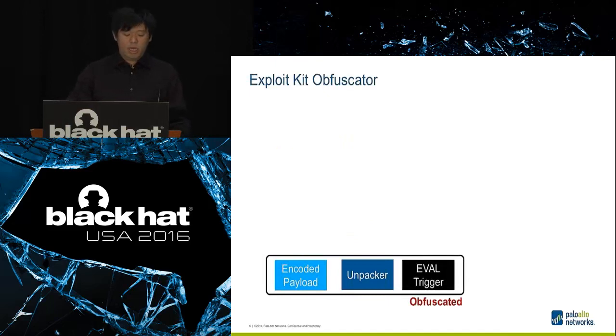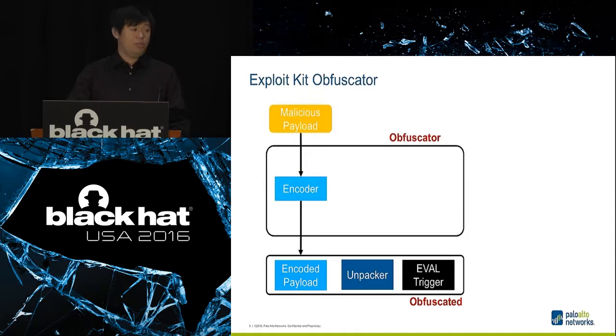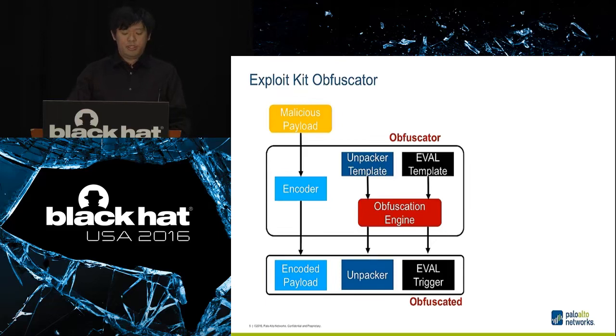Here is what an obfuscated page looks like. It usually consists of three parts: the encoded payload, unpacker, and eval trigger. The encoded payload is generated by the encoder of the obfuscator, and the input is the original malicious payload. The other two parts are generated by the obfuscation engine of the obfuscator, and their inputs are the unpacker template and eval template, which are also provided by the obfuscator.